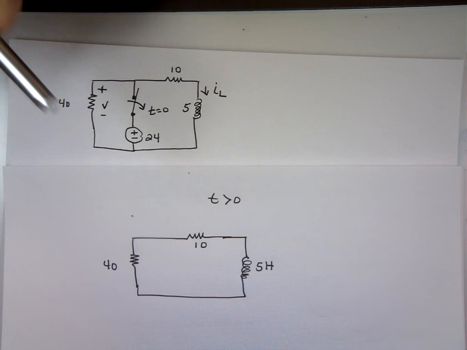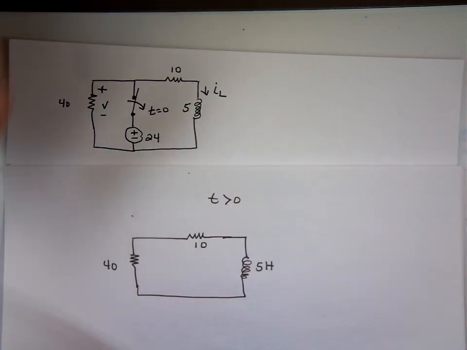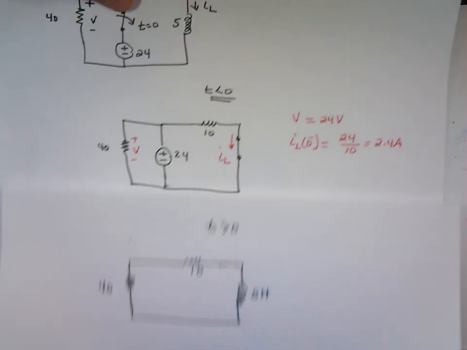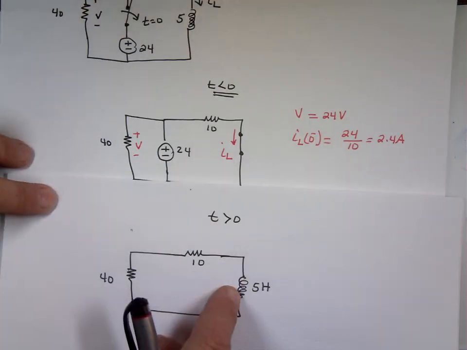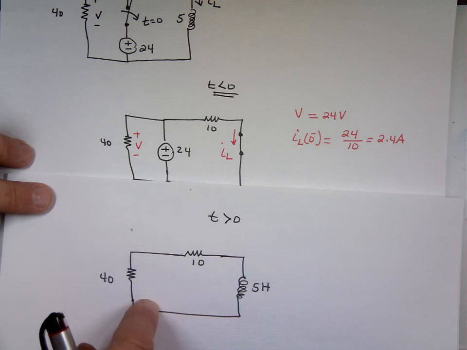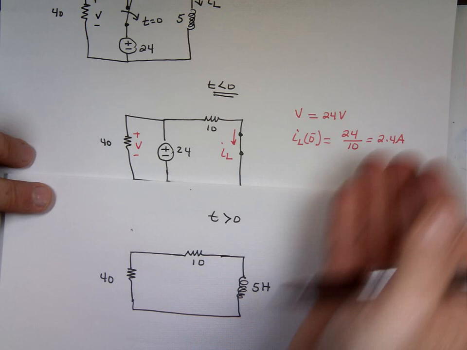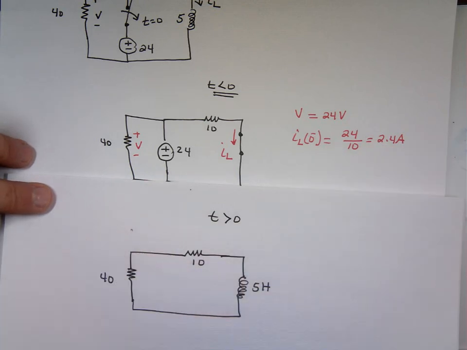Now I'm not looking at t equals 0 plus, I'm looking in general for t greater than 0. At t equals 0 plus, the current through the inductor doesn't change. So at that instant, the current through this is still 2.4. Then it will start to shrink, reduce, then go to 0. So I'm looking at it for any time t greater than 0, so I can't use the 2.4. It's only good for a microsecond. Boom, blink. It's 2.4, then starts to shrink.